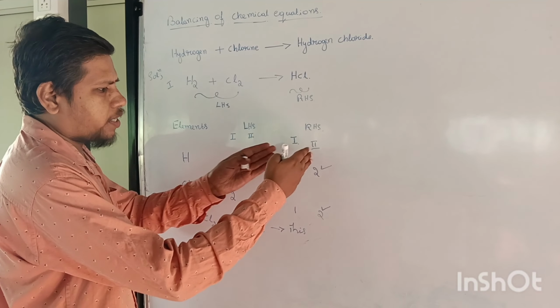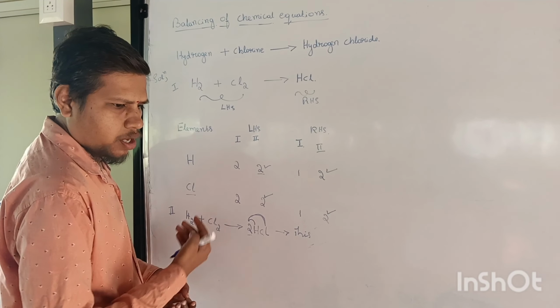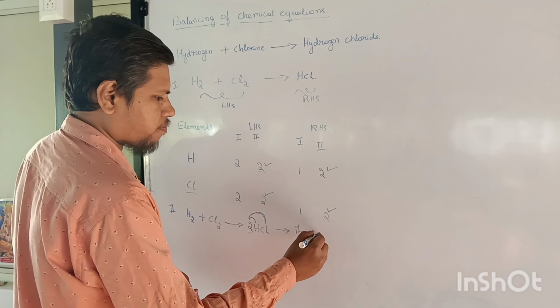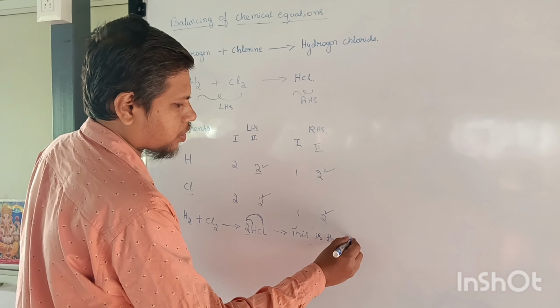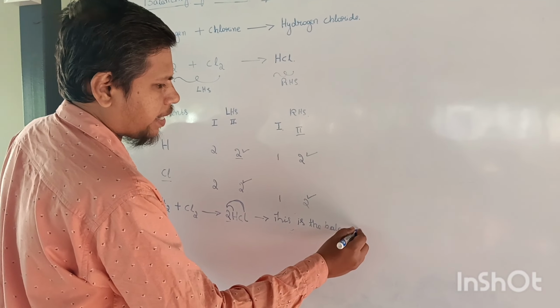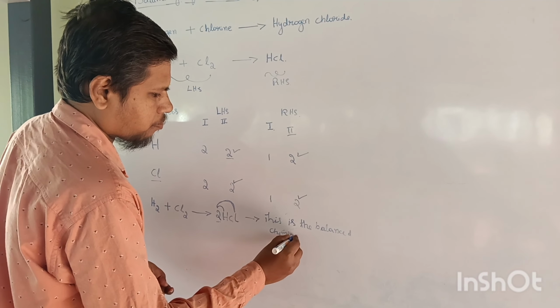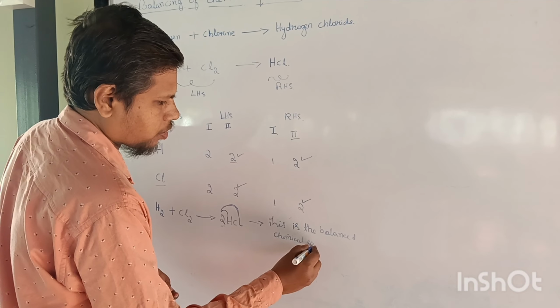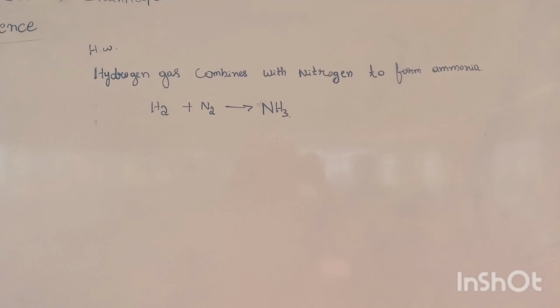The number of atoms is the same for each element now. Now we have got the balanced chemical equation. This is the balanced chemical equation. We have to write it like this at the end.